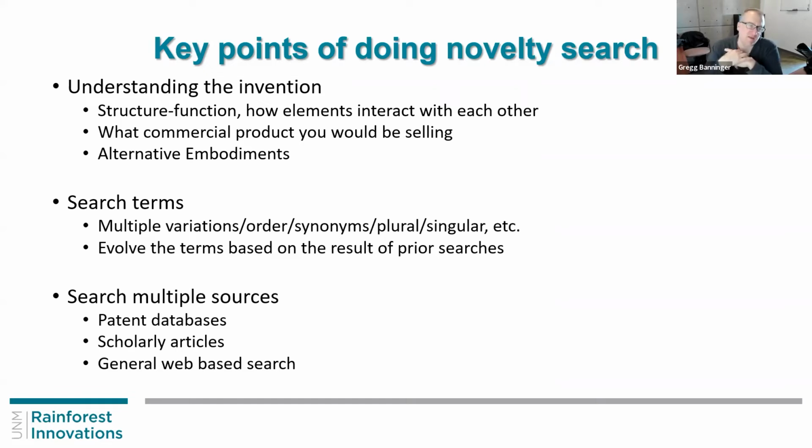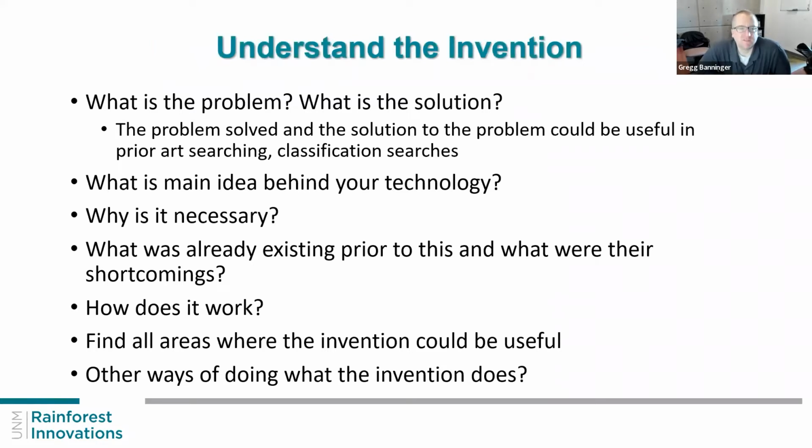Search multiple sources. I'll discuss and show you some of those sources. You have the patent databases. You can search scholarly articles. In the life science area, there's PubMed where you can find publications. There's also general web-based search. And if you have a subscription to a database, like we do, those tend to be really good for doing prior art searches.